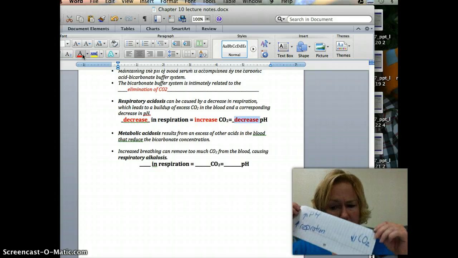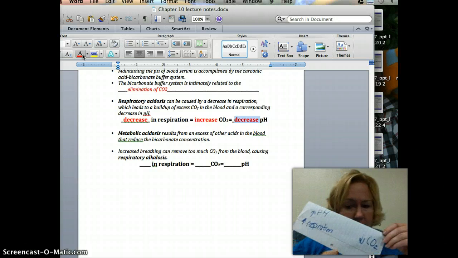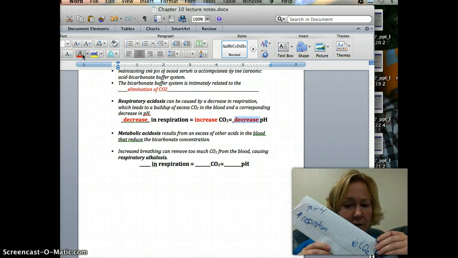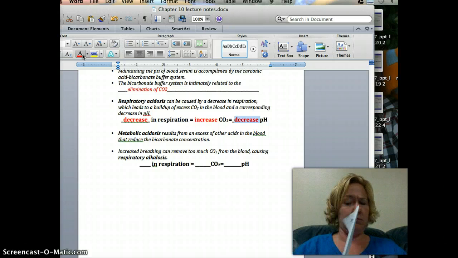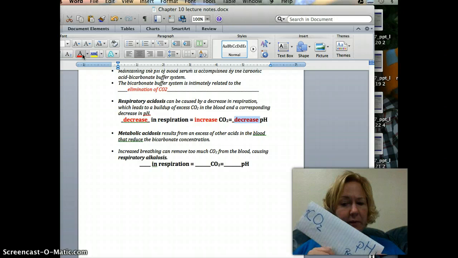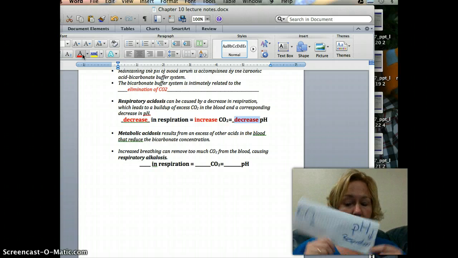So I have a decrease in CO2. Think of it like a teeter-totter. This is the teeter part. I have a decrease in CO2. See, my CO2 is down here. Why is that? Because I'm this way. I have an increase in CO2. Why do I have an increase in CO2? Because I have a decrease in respiration. So I'm not breathing. So here's the teeter-totter.